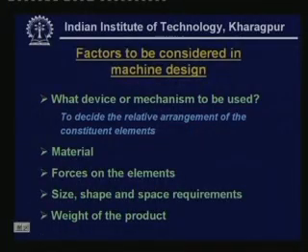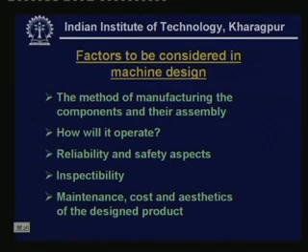Weight of the product, of course, is very much required to be considered, because it determines the cost of the product particularly. So, material cost is a tremendous thing one should keep in mind. The method of manufacturing the components and their assembly is also very important, in the sense that you can use various procedures we will be discussing, like casting, forging, machining. Which one will give you the best result is a matter of economics.